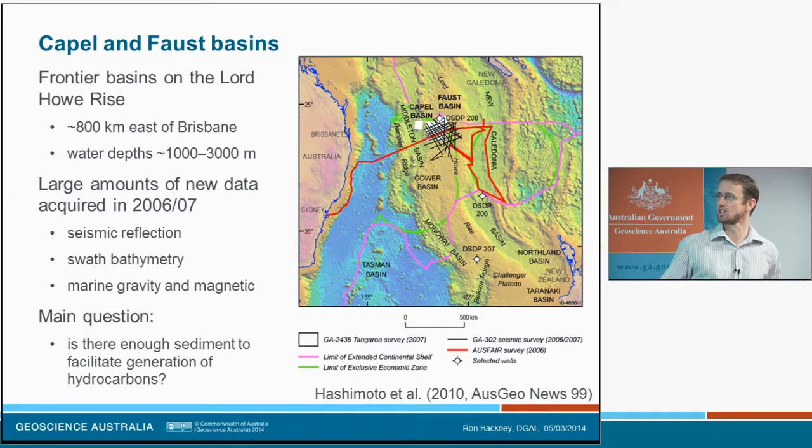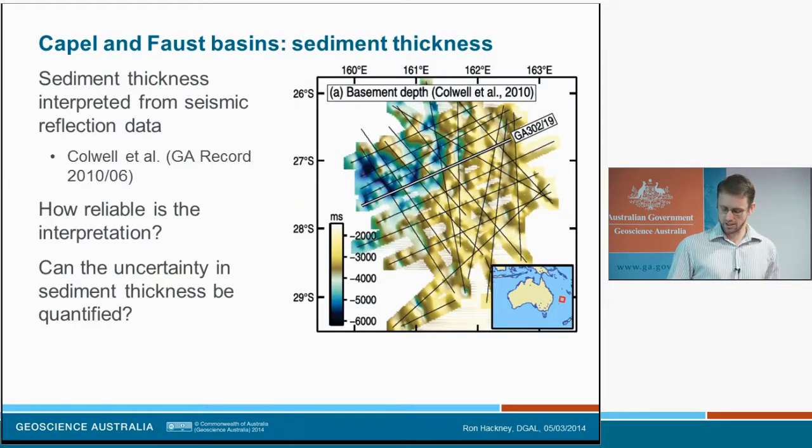And one of the main questions would have been, is there enough sediment in this basin to facilitate the generation of hydrocarbons? So I'm going to zoom into this area now. The next slide will show the thickness of the sediments here, based on the interpretation of the seismic reflection data, which was acquired on this network of lines that are shown here. So we have this interpretation of basement. It's published in a record headed up by Jim Colwell when he was here several years ago now.